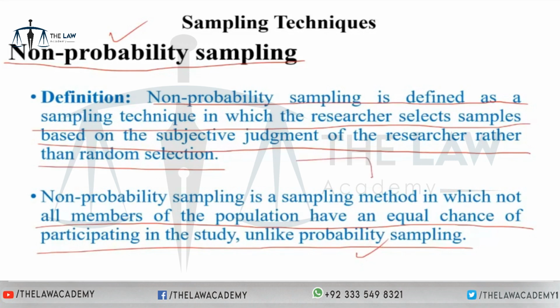So when all the population have an equal chance of being representative, for example, if this is our population, if everybody has an equal chance, you're not being biased, you're not being judgmental about your sampling, and anyone can be part of your sample, then it is a non-probability sampling. It's a good way of sampling, but it is not always possible.